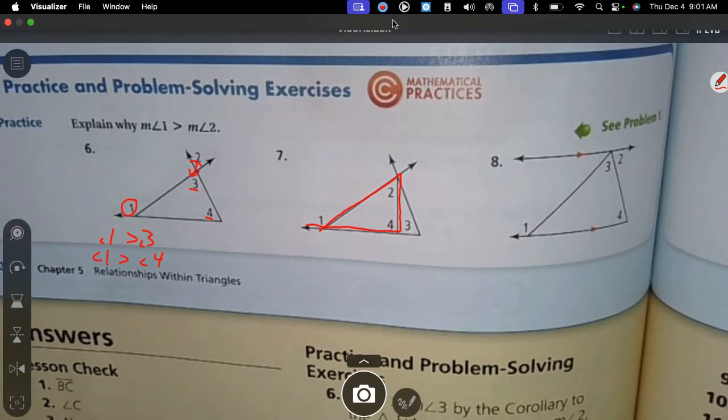Yes, Amanda. What was answer number 6? So, do you understand that 1 is bigger than 3 and 1 is bigger than 4? Because it's the outside angle. Well, what do you know about angles 2 and 3? Equal. They're vertical angles, so they're equal. If 1 is bigger than 3, and those two are equal, then 1 has to be bigger than 2. That's all I'm trying to show.